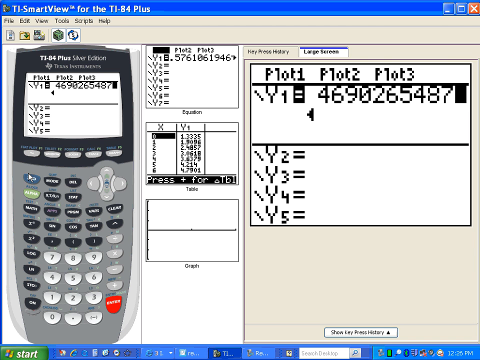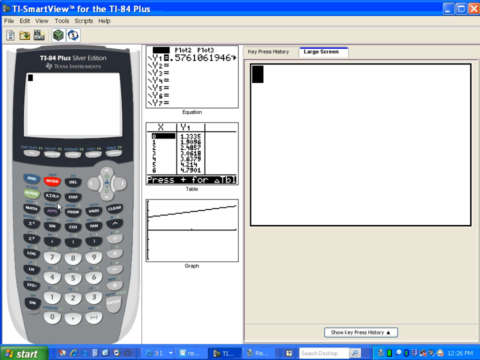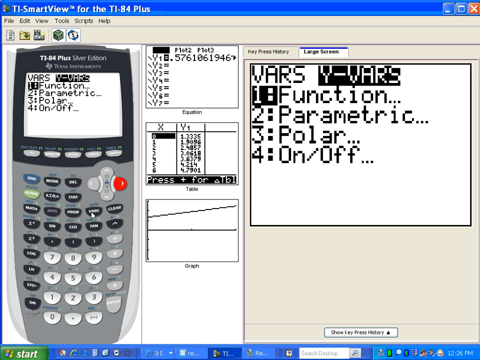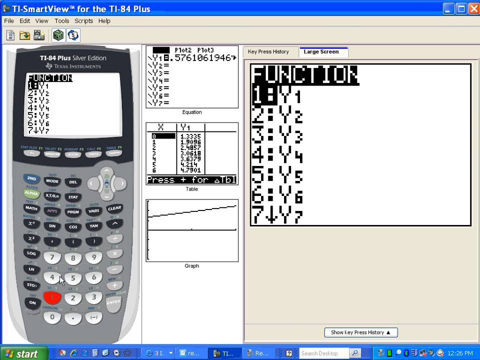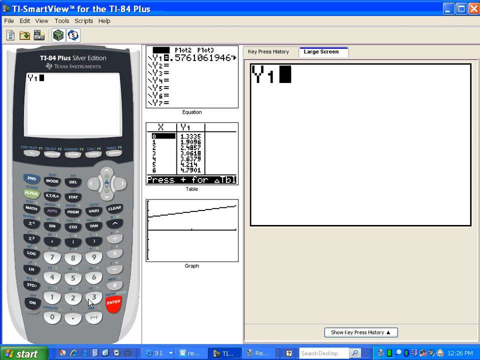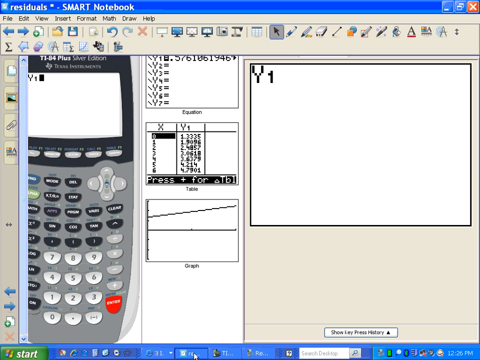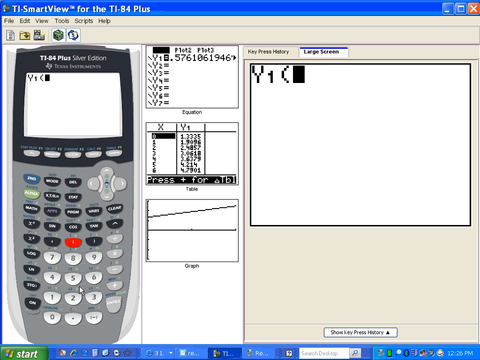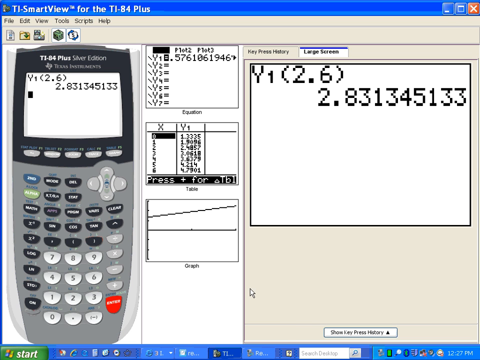There it is. Okay, and then back on my home screen, I'm going to evaluate, and I'll do that with vars, over to y-vars, and then function, and this gets me to y1. Okay, so I want to know the value of my equation when x is equal to 2.6. So I'm just going to do y1 of 2.6. Remember function notation? It's sort of just doing function notation on the calculator. When I put that into the calculator, it's just going to plug 2.6 into the equation and give me an answer. It's a whole lot faster.